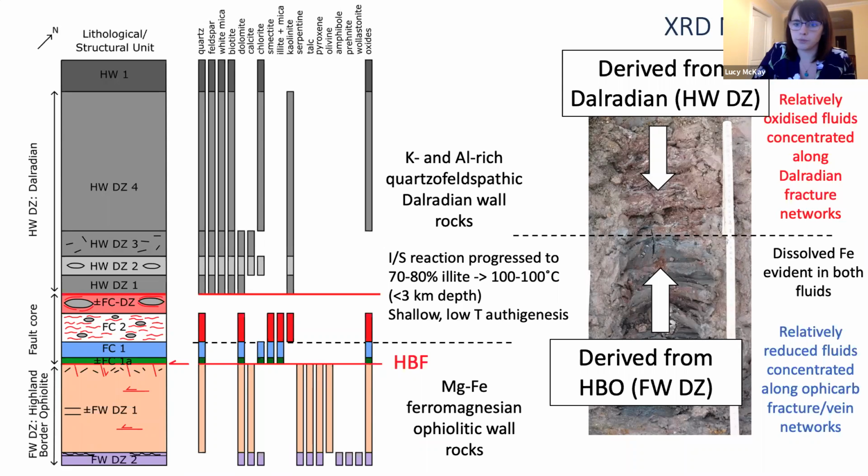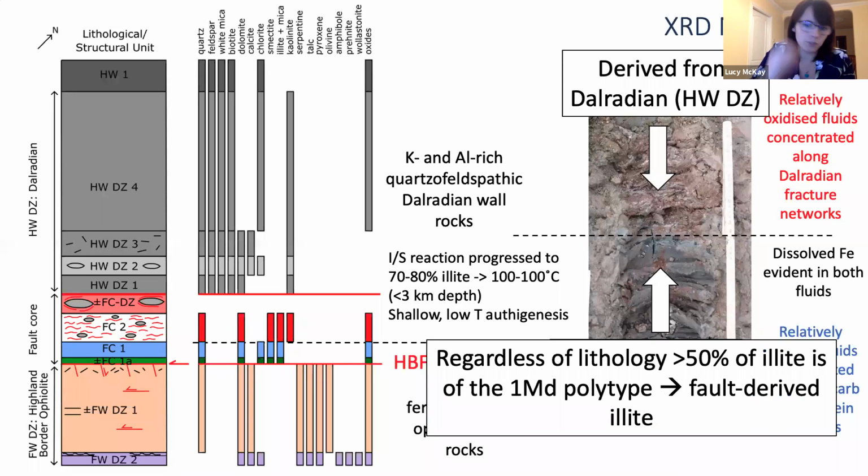And regardless of which lithology, which unit we're in, 50% of the illite is of the 1MD polytype, suggesting that it is fault derived. So again, if you need any more evidence that it is fault related, it's just evidence of fault derived clay.